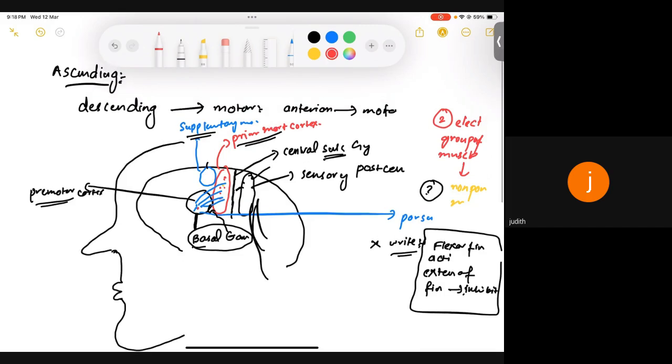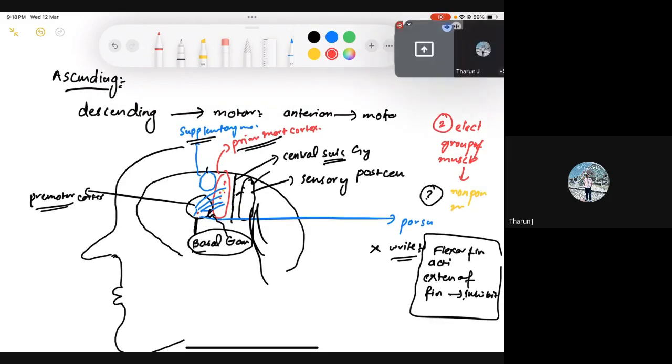Okay, perfect. Excuse me, sir. Yes, please. I have a question. What's the role of the primary motor cortex?